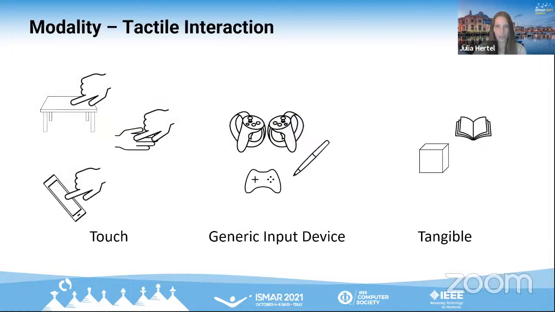To cover all modalities where a user physically touches something in order to interact with the system, we introduced the category of tactile interaction. We identified three subcategories: touch, generic input devices, and tangibles. Touch includes all interactions where the user's hand physically touches a surface. Generic input devices cover all kinds of controllers, mouses, stylus pens, devices without a single designated function. In contrast, tangibles keep their specific function over a period of time and can represent a specific virtual object.